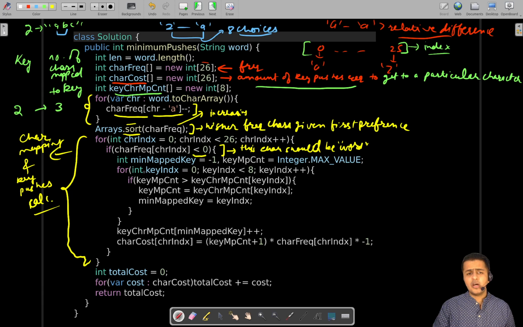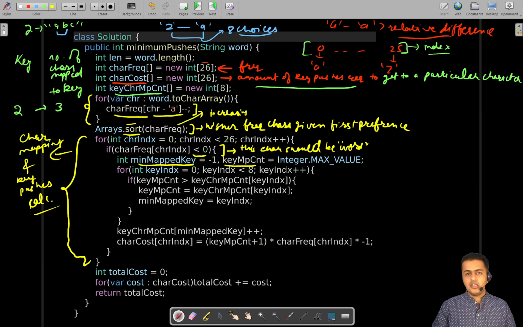For the calculations part, you can see that first of all, we have taken two variables. The minimum mapped key, the key which currently has the minimum mappings to it, will be represented by this variable, and the number of mappings to that particular key will be represented by this other variable.